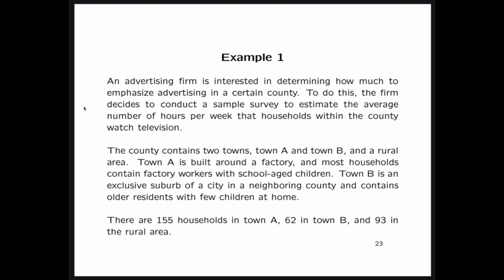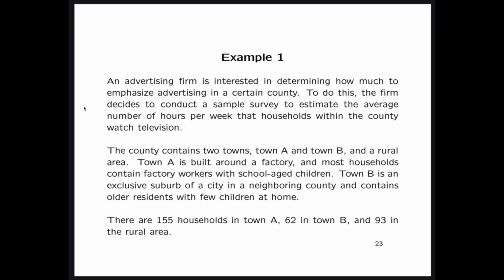So let's look at an example. An advertising firm is interested in determining how much to emphasize advertising in a certain county. To do this, the firm decides to construct a sample survey to estimate the average number of hours per week that households within the county watch television. The county contains two towns, Town A and Town B, and also a rural area. So it has 3 areas: 2 towns, Town A and Town B, and a rural area.